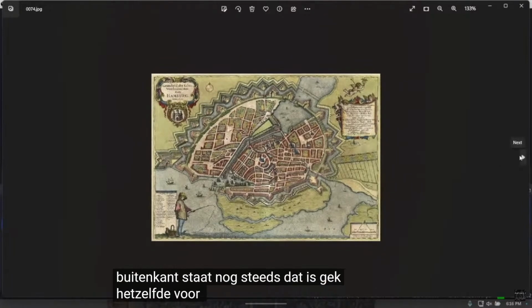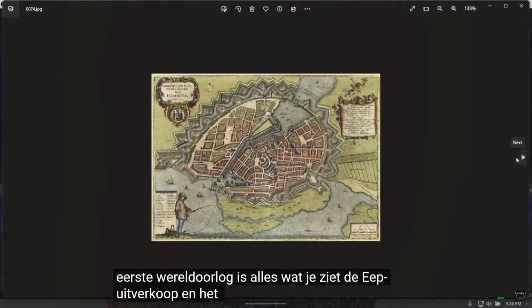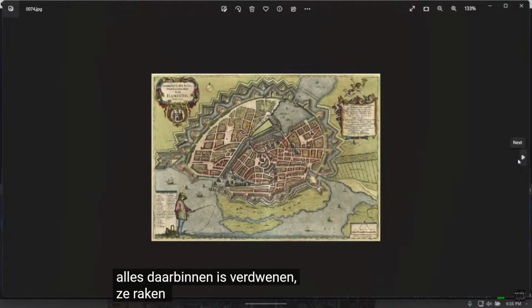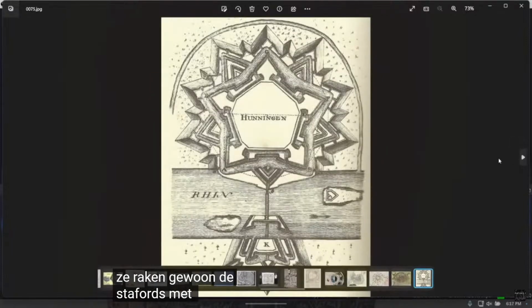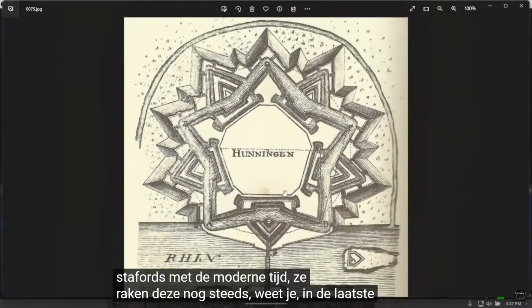That's crazy. Same for Ypres. Yeah, the Ypres salient in World War I. All you see is the Ypres salient, the star fort predominant. Everything inside there is vanished. They're hitting the star forts even in modern day. They're still hitting these in the last wars.